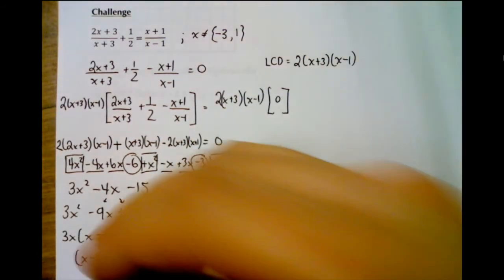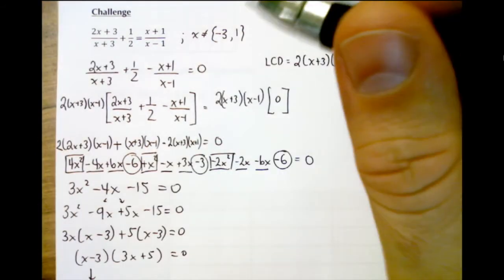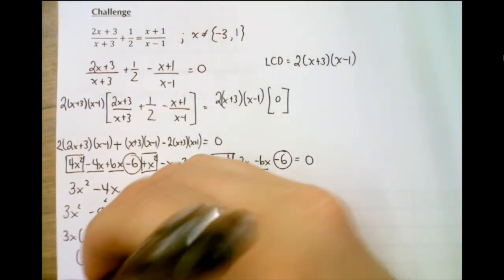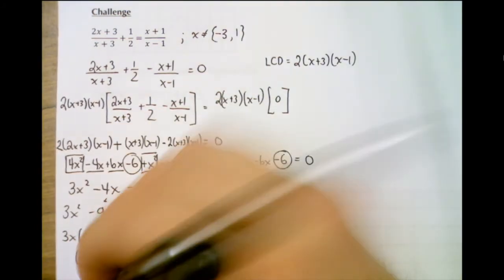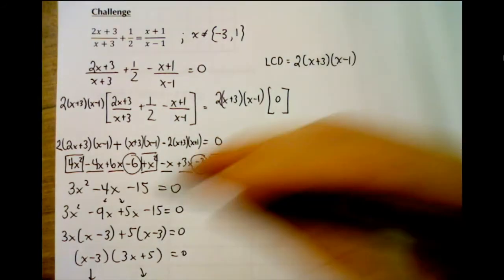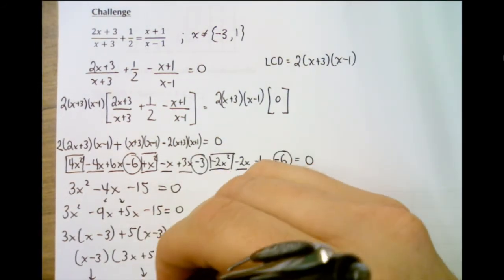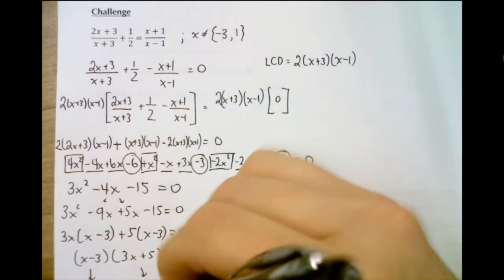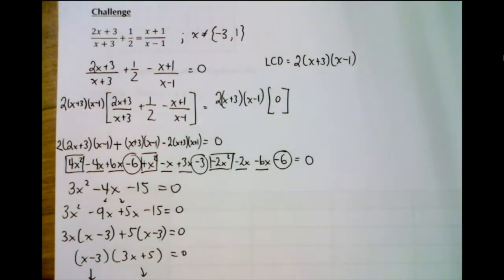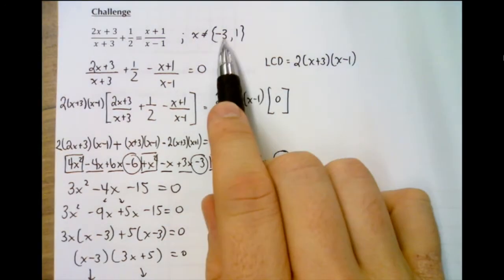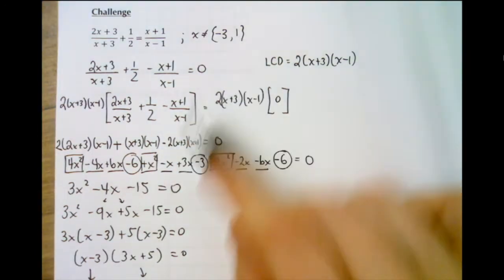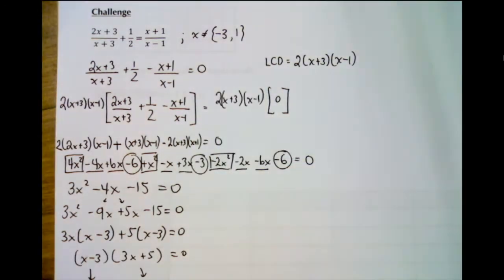And now to solve, we take each of our brackets and set it equal to 0. So from our first bracket, we get a solution of x equals 3. And from our next bracket, we get a solution of negative 5 over 3. Check these numbers to make sure they're not one of your restrictions. Negative 3 and 3 are different, and that is not either of those two numbers, so we have two solutions.